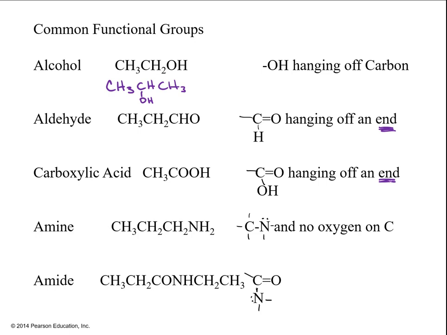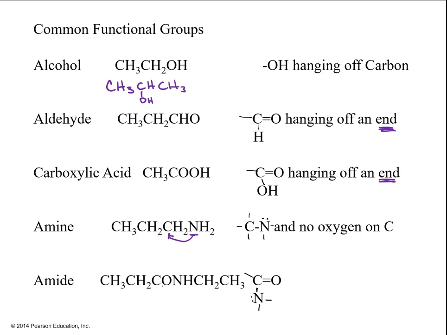The next two are the only nitrogen containing functional groups. So if there's a nitrogen, it's either an amine or an amide. Okay, so if you see a nitrogen, you know it's an amine or an amide. It can't be anything else. It's an amine if the nitrogen is attached to a carbon without an oxygen. So when I find a nitrogen, I look at the carbon that it's connected to, and I look to see if there's an oxygen on it. If there isn't, it's an amine. If there is, it's an amide.